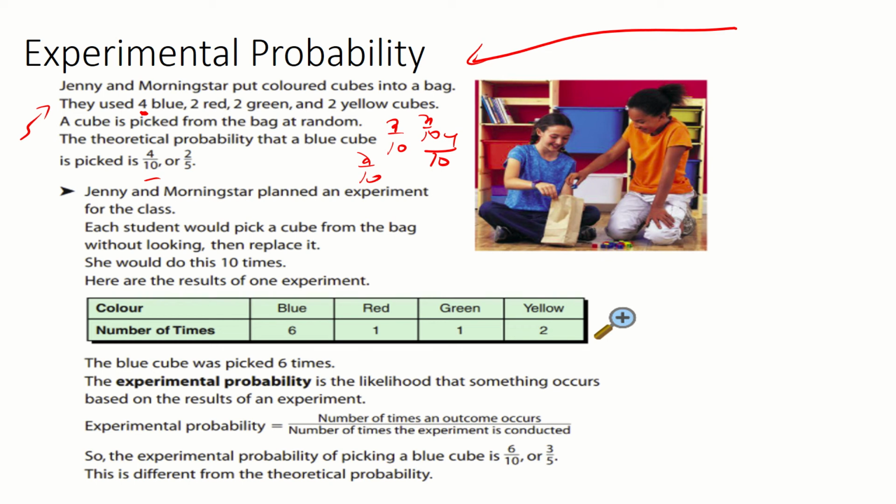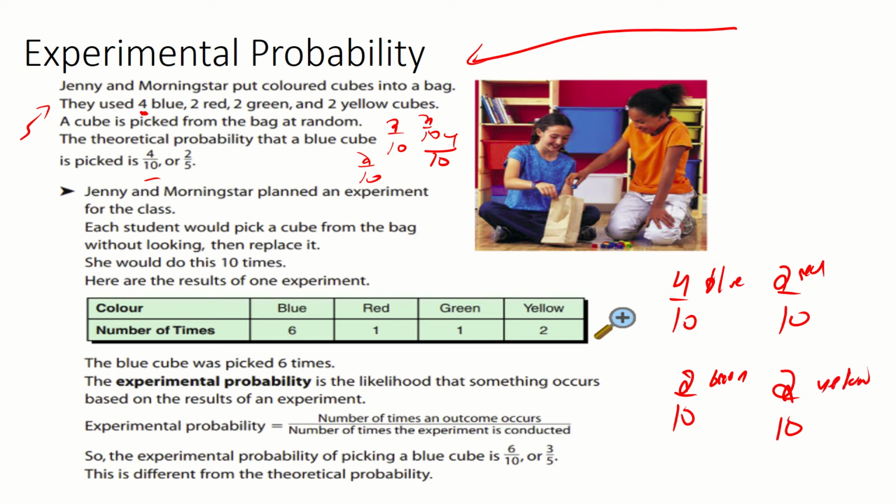Here we go. This is what experimental is. Jenny and Morningstar planned an experiment for the class. Each student would pick a cube from the bag without looking, then replace it. She would do this 10 times. So here are the results of one experiment. The theoretical probability, as stated, was 4 over 10 for blue, 2 over 10 for red, 2 over 10 for green, and 2 over 10 for yellow. So that's 4, 6, 8, 10. Now we're doing an experiment, though.